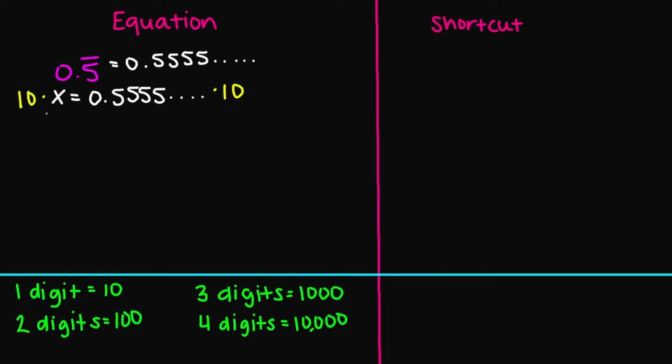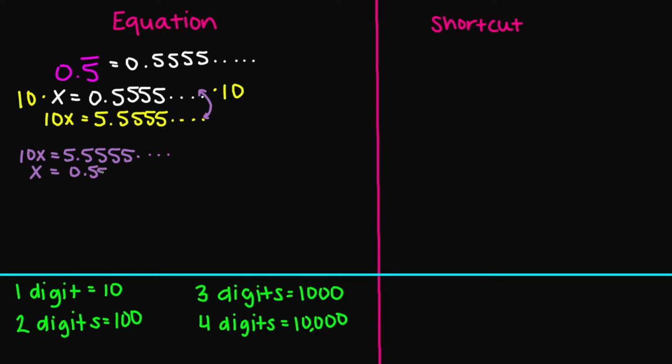So let's solve. We have 10x, and then we have 0.555 repeating times 10. This is going to be 5.5 repeating. Next, I'm going to rewrite my equation so that I can bring my 10x on top and then my x at the bottom. So these are the two equations here that we're going to be using. So I'm going to write 10x equals 5.5 repeating. And then I have my x here. x equals 0.5555 repeating.